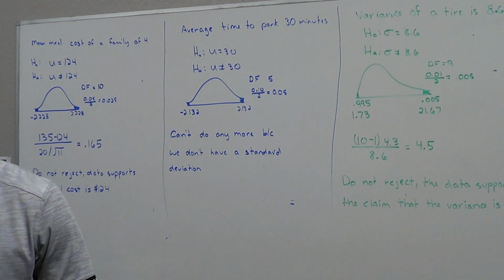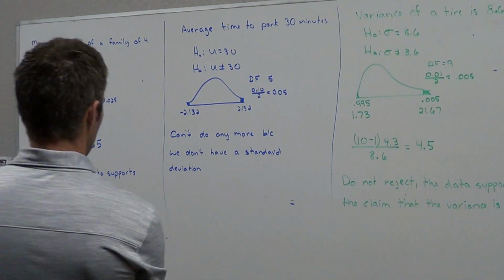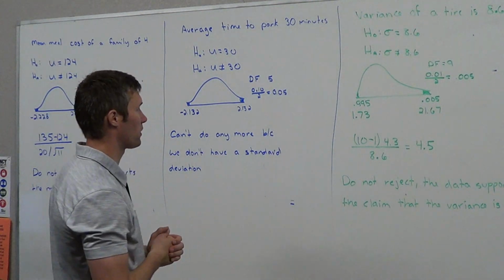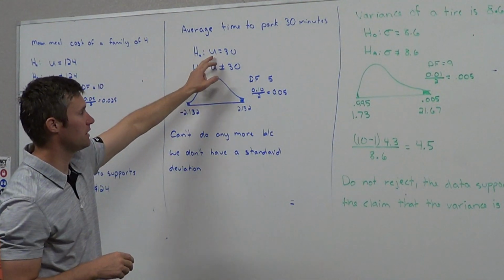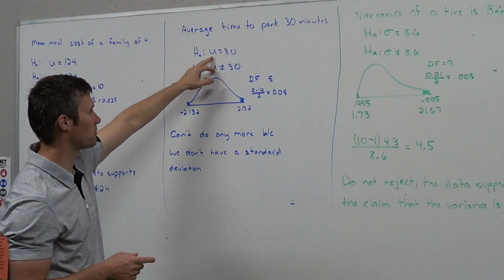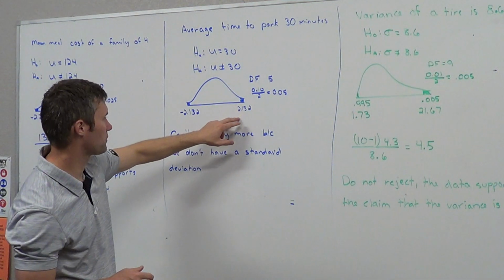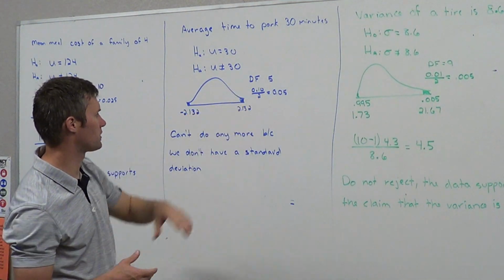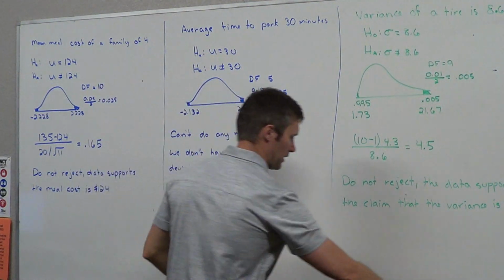Question number 2 is the one I want to go through. On number 2, when you go through it, they want to know, does it take 30 minutes to park? You know, the person says it doesn't. So we can say we're just going to test to see if it equals 30 minutes to park. Alternative is that it doesn't. I want to show you this, degrees of freedom. So again, our degrees of freedom should be 4 because our sample size is 5.